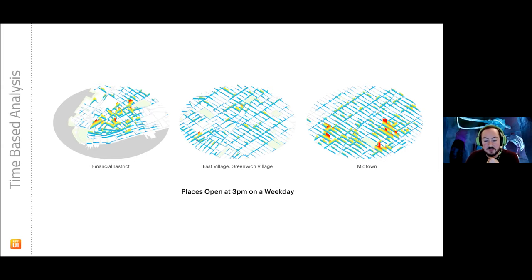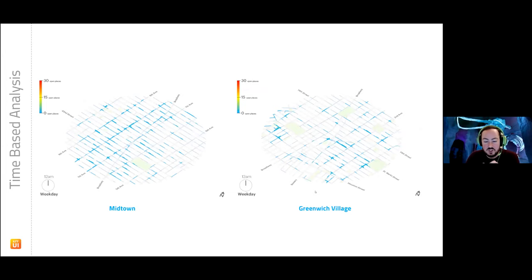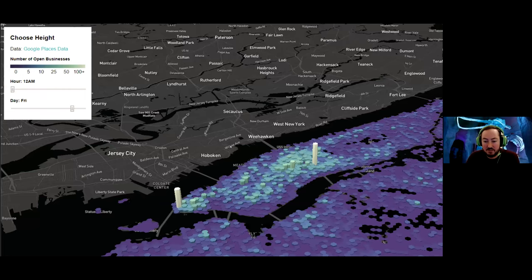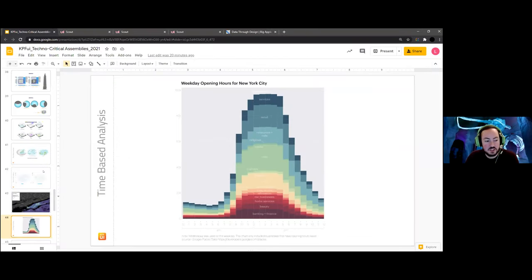So these are open business counts at 3 p.m. on a weekday. We can start to look at those. That animation's not working. Well, let's skip that. Let me see. Did all of those stop? Well, that doesn't matter for this.